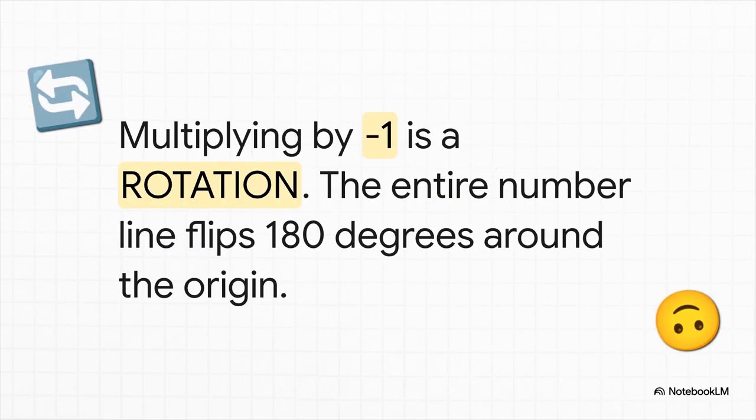But here's where it gets really, really interesting. What happens when you multiply by a negative number, like -1? All the positive numbers flip over to become negative, and all the negatives flip over to become positive. What does that look like? It's a perfect 180-degree rotation around the origin, around 0. And this is the crucial point. Even on our simple little number line, multiplication was secretly hiding the act of rotation.